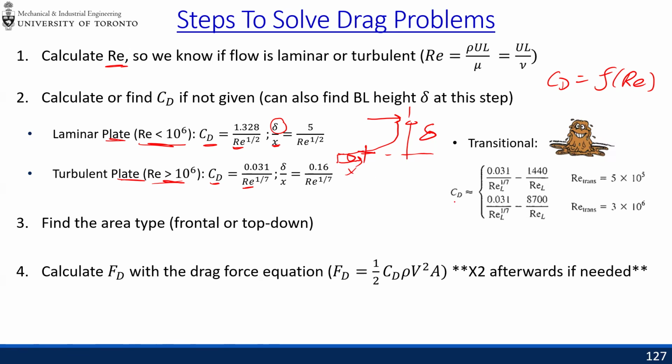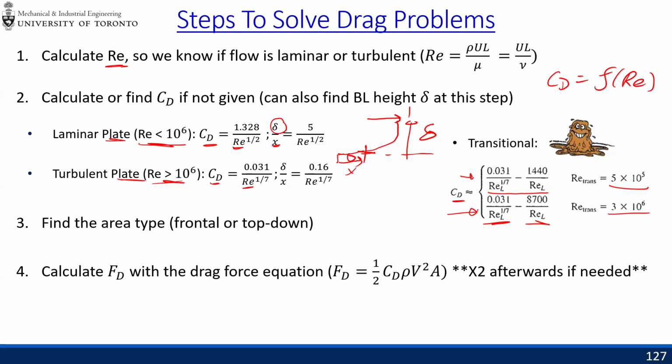Now transitional. This is where the Re transitional, or I think a couple of slides ago I called it Re crit. So the idea of flat plate, depending on your Re crit or Re transitional, you're going to have one or the other drag coefficient calculation formula. These are based on the turbulent one, but with some modification to account for the transitional flow. So basically depending on what you get, if they told you that the Re transition is 5 times 10 to the 5, then you use the first equation. If they tell you it's the second one, then you use the second equation.